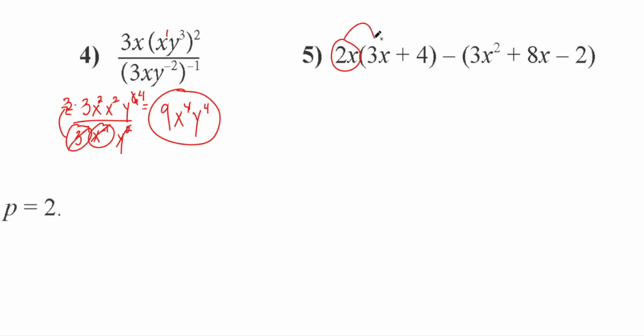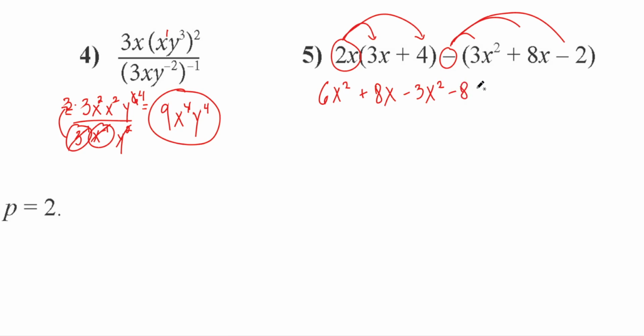So look, we're going to distribute the 2x through both of these. So what do I get? 6x squared plus times this, 8x. What are we going to do with that negative? Distribute the negative through everything. Okay, so I get negative 3x squared. What's this going to be? Minus 8x. What's this going to be? Plus 2.